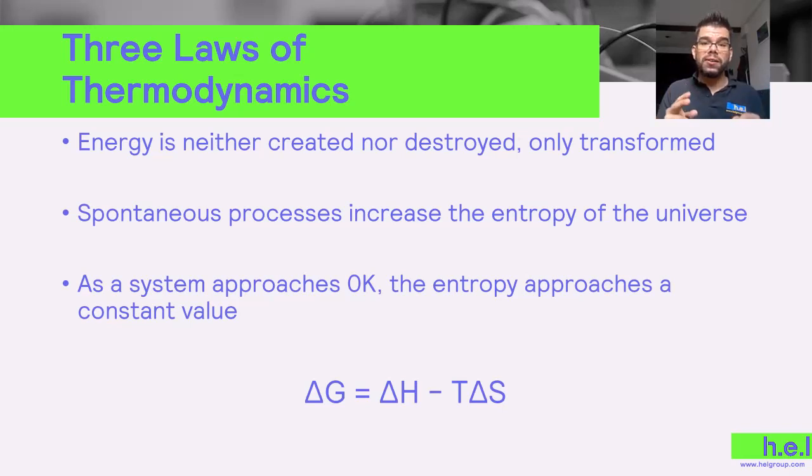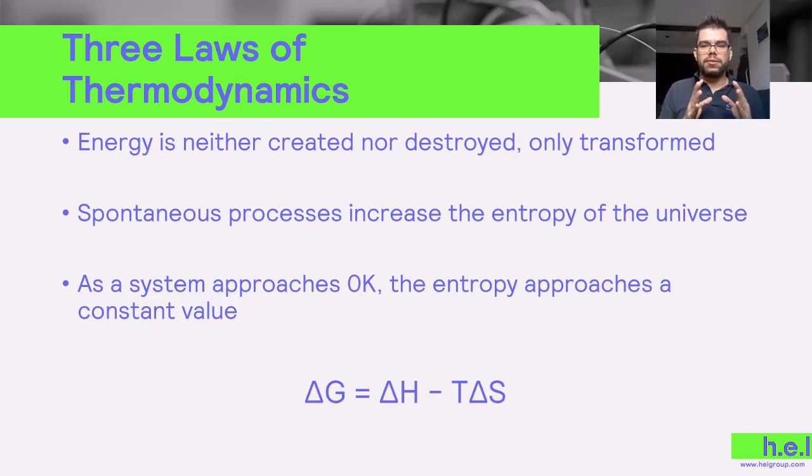The second law determines that in the universe, chemical reactions tend to generate chaos, and they tend to be spontaneous when this chaos is increasing. And from this law is where the entropy, this measurement of chaos, derives. And finally, the third law determines that as a system approaches 0 Kelvin, the entropy approaches a constant value.